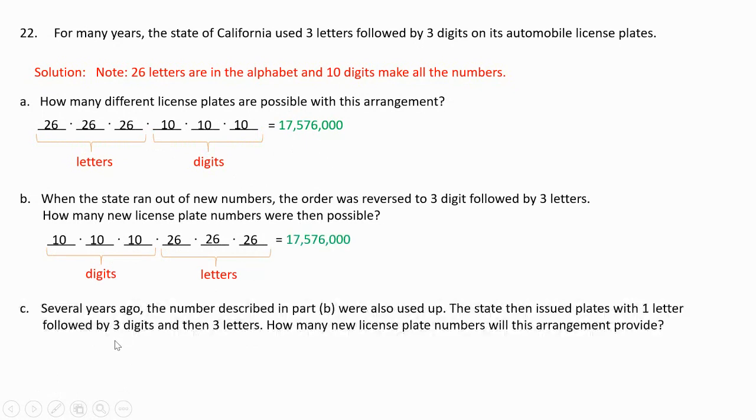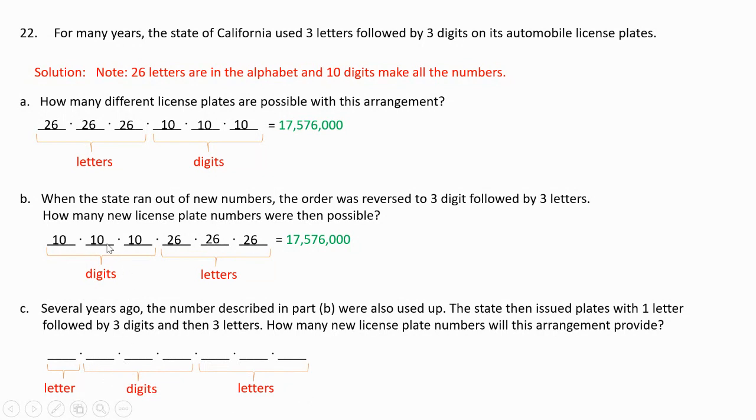So then for part C, several years ago, the numbers described in part B were also used up. So the state then issued a plate with 1 letter followed by 3 digits and then 3 letters. How many new license plates will this arrangement provide? So this is 1 letter followed by 3 digits followed by 3 letters.